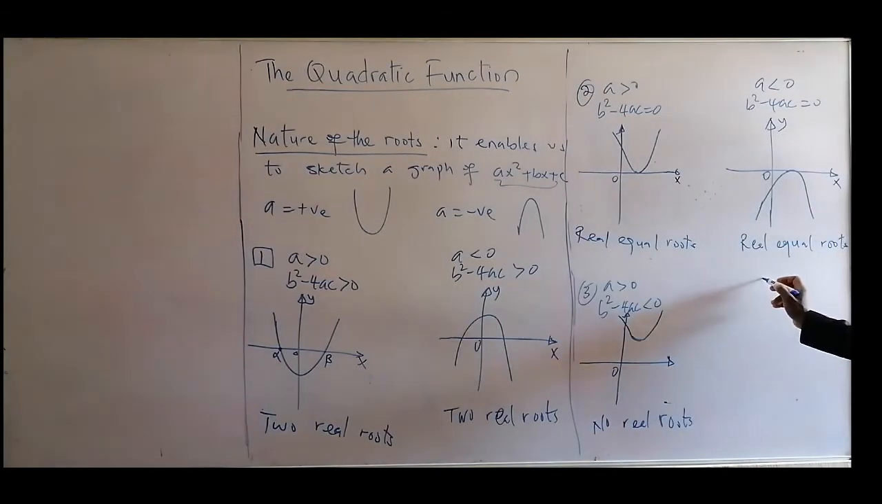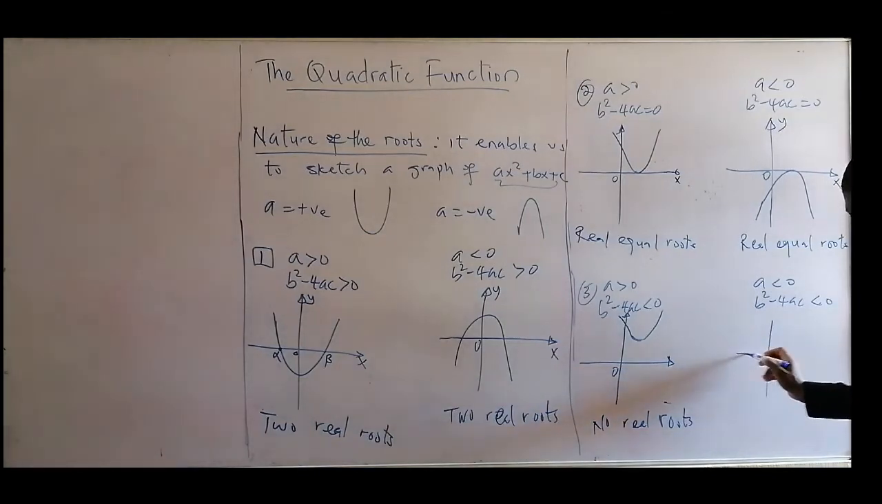Then the next one is a less than 0 and the discriminant is less than 0. In that case also, you have the same thing. The difference is just the curve. So this one also will not touch the x-axis.